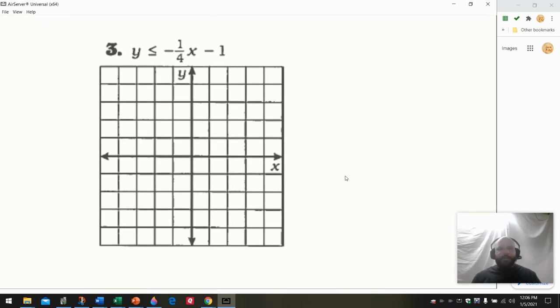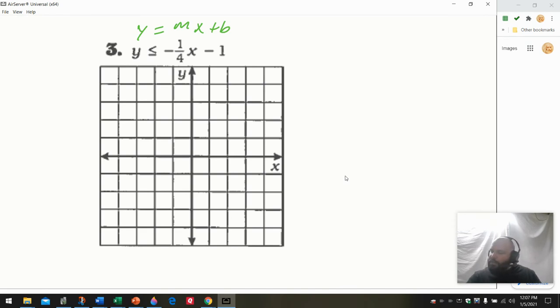All right, so number 3 is going to be done in pretty much the same exact way. I'm going to write once again the slope-intercept form on there, y equals mx plus b. And then I'm going to go ahead and graph the line part first. And you can see because it's a less than or equal to, it will be a solid line. So that's a little easier to graph on Notability anyways.